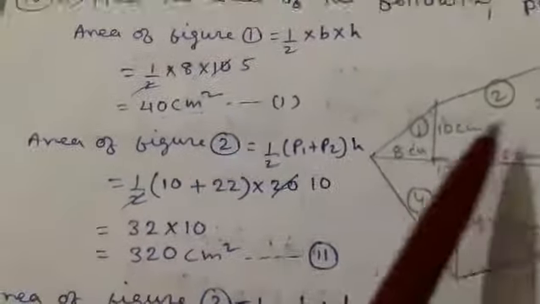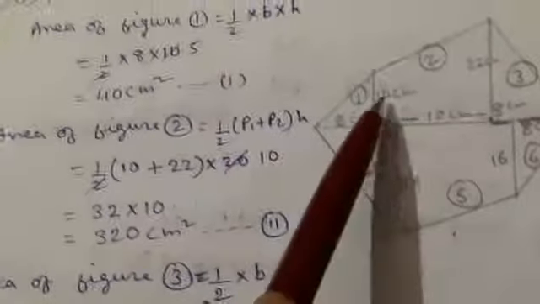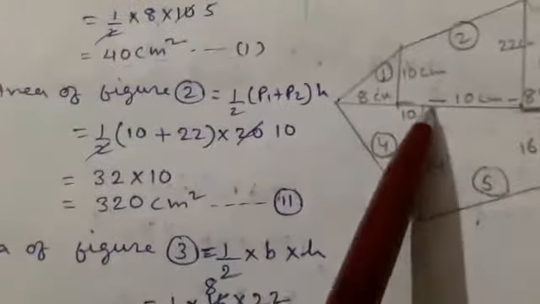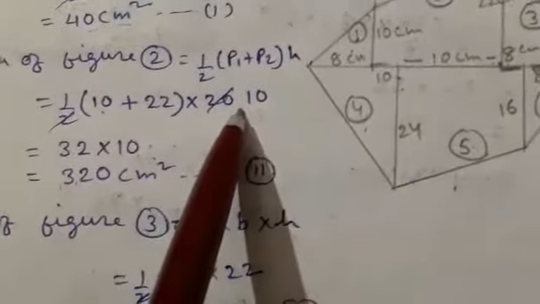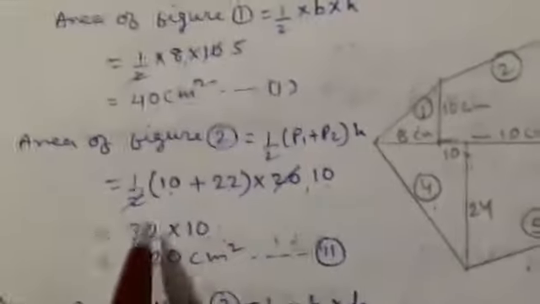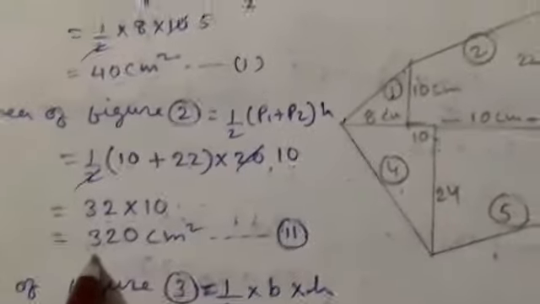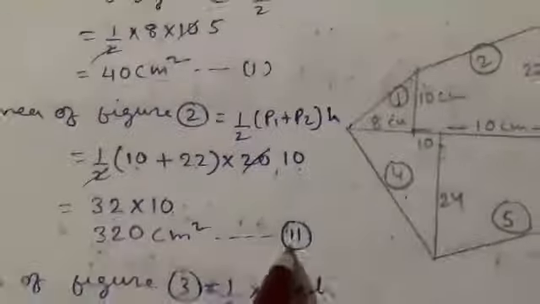Now area of figure 2, it is just like a trapezium, so we'll apply 1 by 2 into p1 plus p2 into h. So 1 by 2, what is p1? 10 plus 22 into height will be, this is 10 and this is also 10, so 10 plus 10, it will be 20. So 2 10s are 20, 10 plus 20, that is equal to 32 into 10, which is equal to 320 centimeter square.